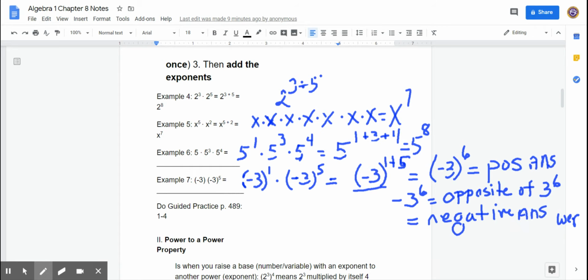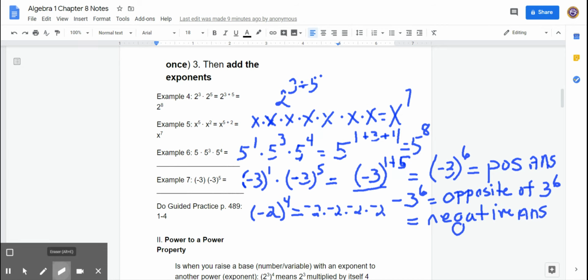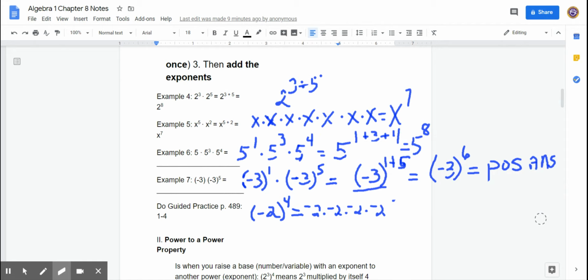Just use that. Okay? So, for example, I'm going to do an easier one. If I have the quantity of -2 to the 4th power, that means -2 times -2 times -2 times -2. That answer is +4 times +4, which is 16.